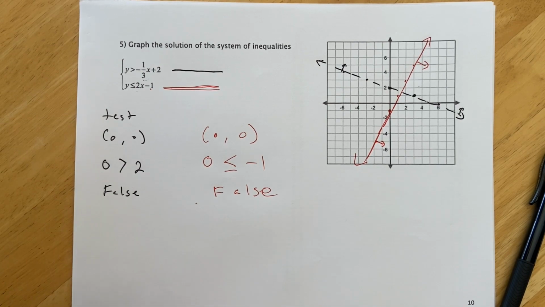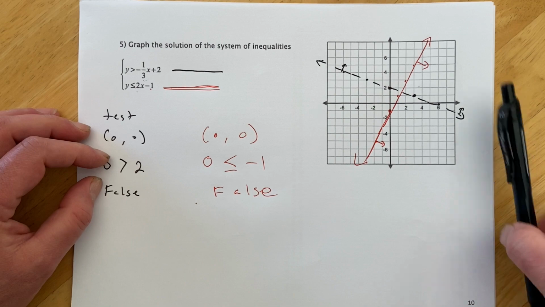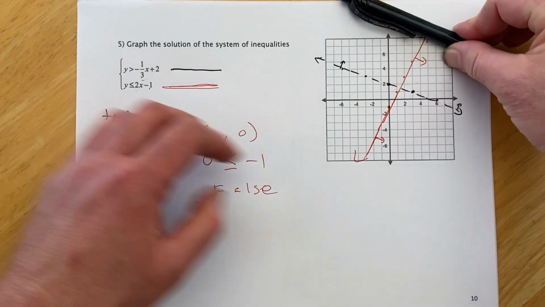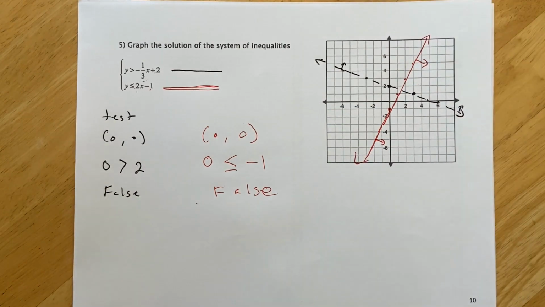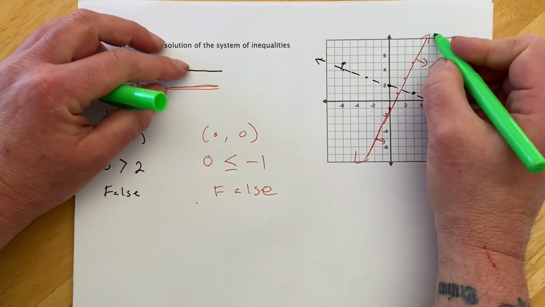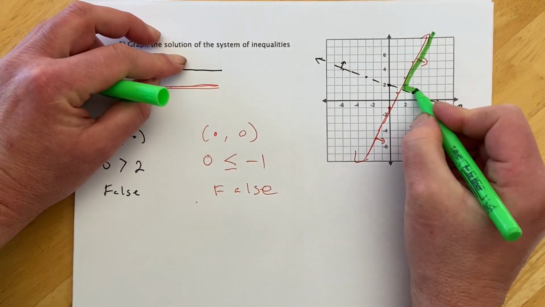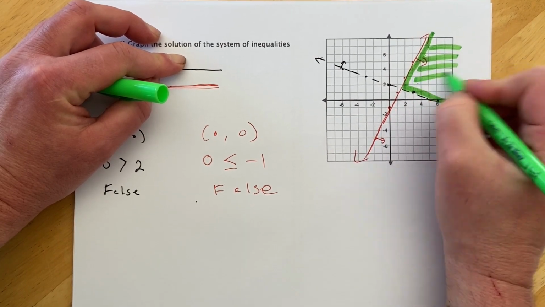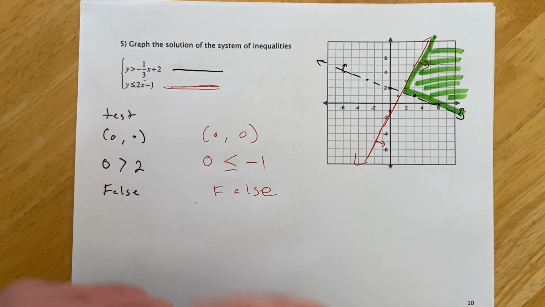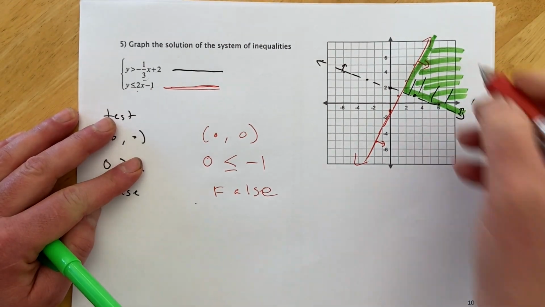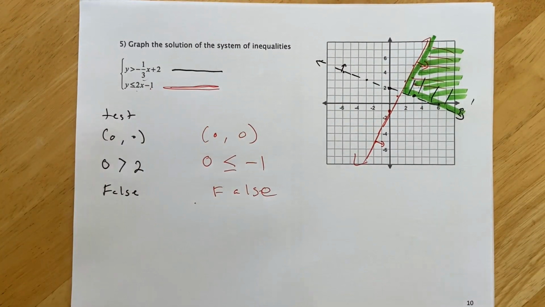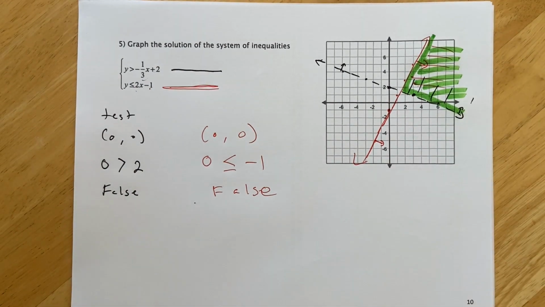So now if we think about what would be shaded, the black one is shaded above, the red one is shaded to the right, and so this quadrant right over here, that's where they would both be shaded, because the black one was doing this and then the red one was doing that. So this little quadrant up here would be our solution set for that system.